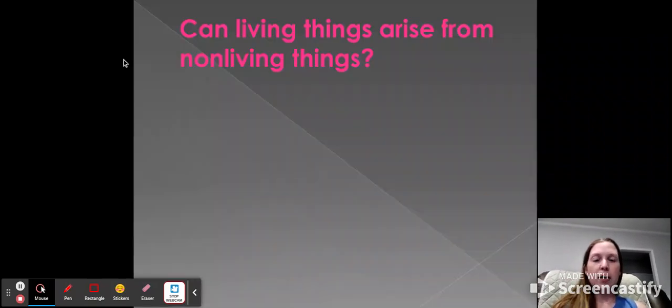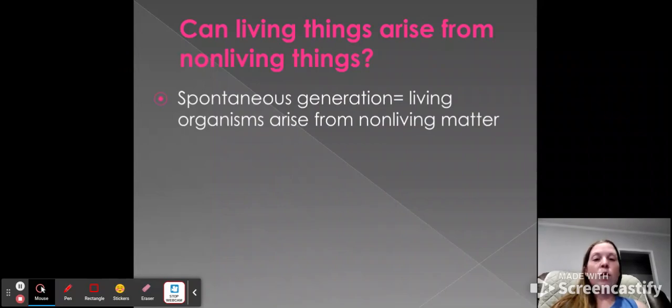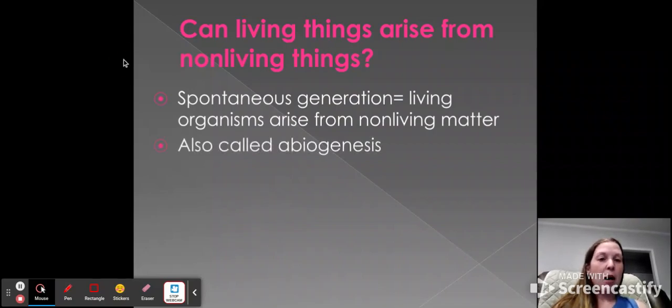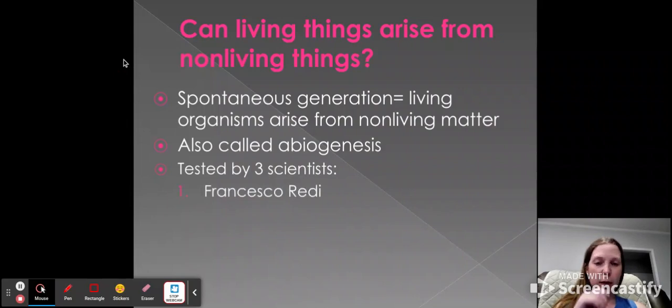So now let's get into the origin of life. Can living things arise from non-living things? We do have one definition to know, and that's called spontaneous generation. This is living organisms arriving from non-living matter. We can also refer to this as abiogenesis. And this was tested by three scientists.